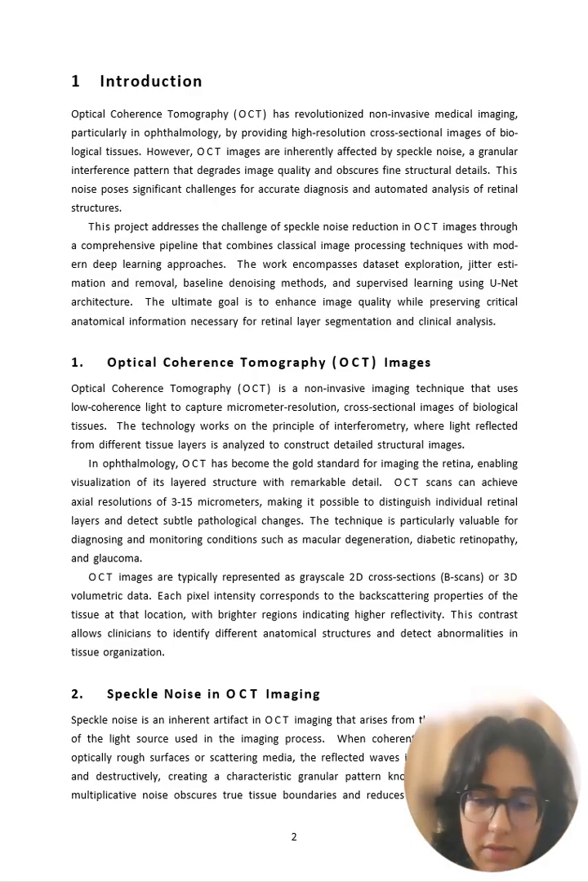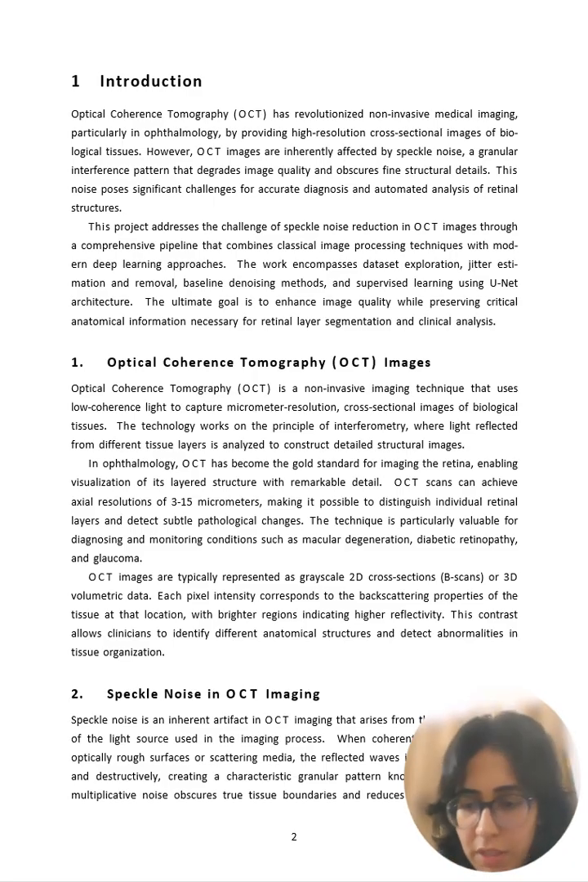So OCT is an acronym for optical coherence tomography and it provides high resolution cross-sectional images of biological tissues. However, these images are affected by speckle noise and it degrades image quality and obscures fine structural details which are significant for accurate diagnosis and automated analysis of retinal layers. So in this project, that is the challenge that we address.